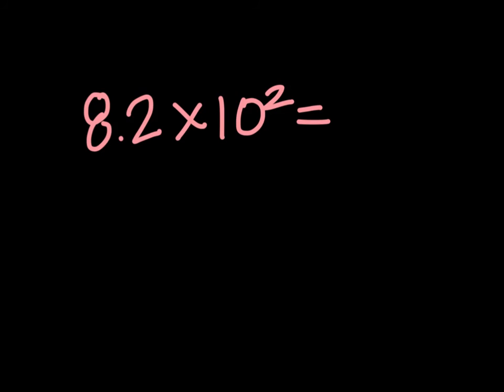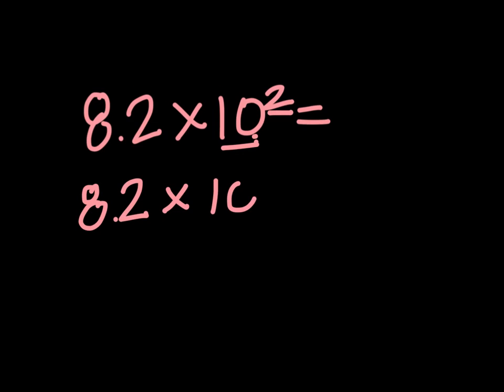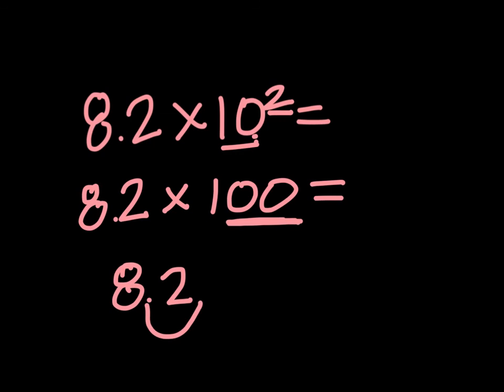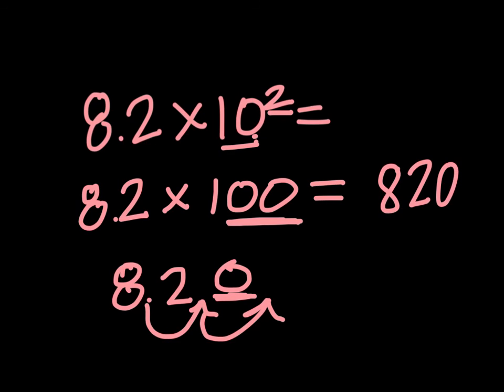Okay, let's go ahead and try one more here. We've got 8 and 2/10 times 10 to the second power. I know that 10 to the second power is really 100, so I'm going to take 8 and 2/10 and multiply that by 100. I know when I have 100, I need to move my decimal 2 places to the right. If I write 8 and 2/10, I'm going to move that decimal 1 place, 2 places. Because I don't have anything sitting right here, I'm going to put a 0 there to get the answer of 820.